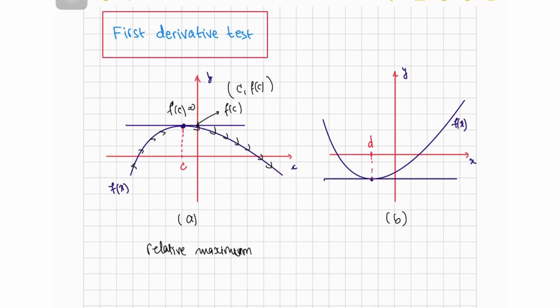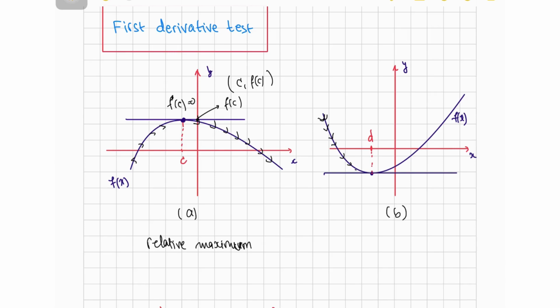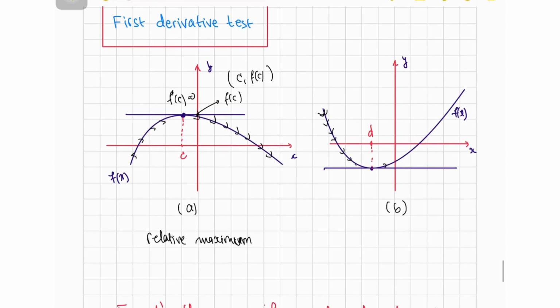If we look at part B, we can see the opposite case, but with the same logic. Again, if we imagine that this is like a trajectory, then it goes down, reaches somewhere the point D, and then it goes up. So in this case, we have a relative minimum.